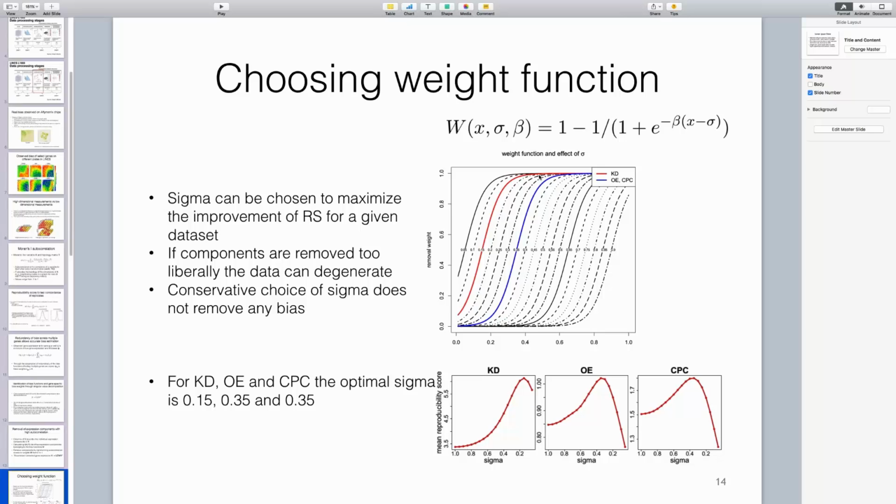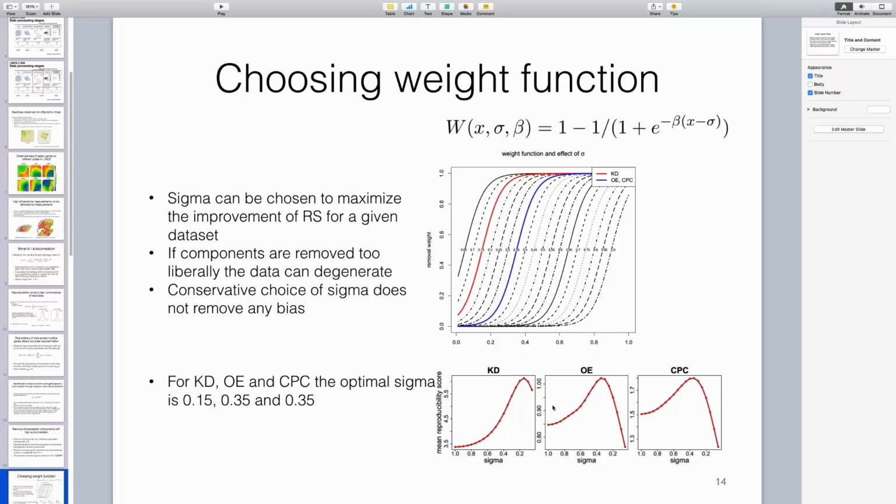For the knockdown data, we can actually be more stringent, because a more stringent parameter maximizes the mean reproducibility score. That's in red. You can see that if a principal component has an autocorrelation of 0.2, it nearly gets completely removed from the data.